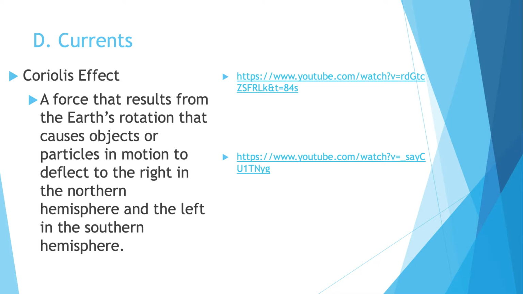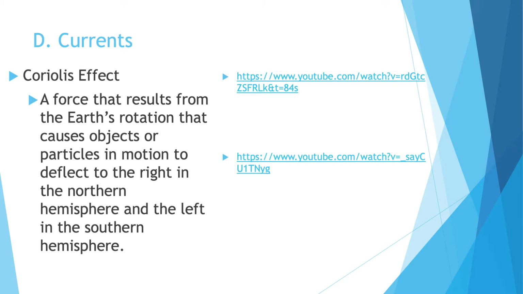It's a perceived effect, and it's a force that results from the Earth's rotation, and it causes objects or particles in motion to deflect to the right in the northern hemisphere and to the left in the southern hemisphere. So it is this clockwise or counterclockwise movement of an object based on the Earth's rotation. So as we throw something, although it seems as though we are stationary, we are still rotating as the Earth is moving. And so what we've thrown has a trajectory that bends according to where we're located. Right? And that's really what the Coriolis effect is.